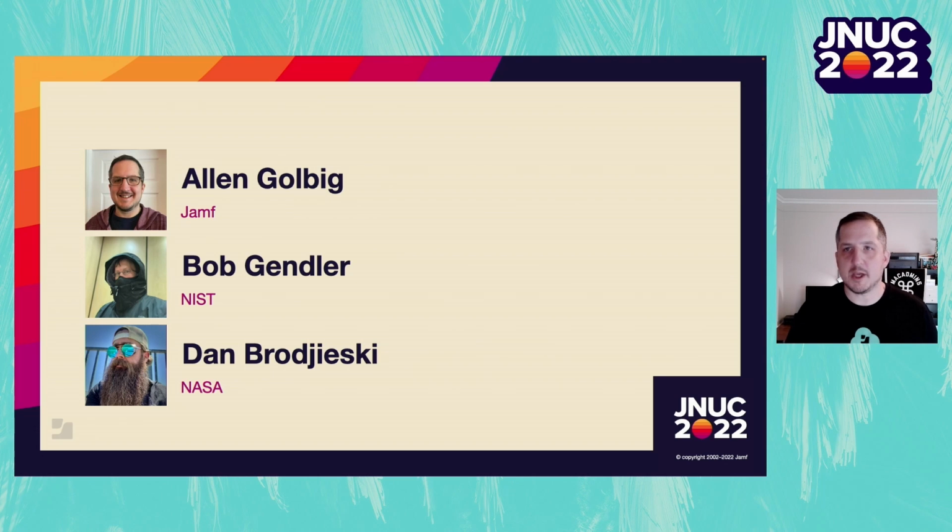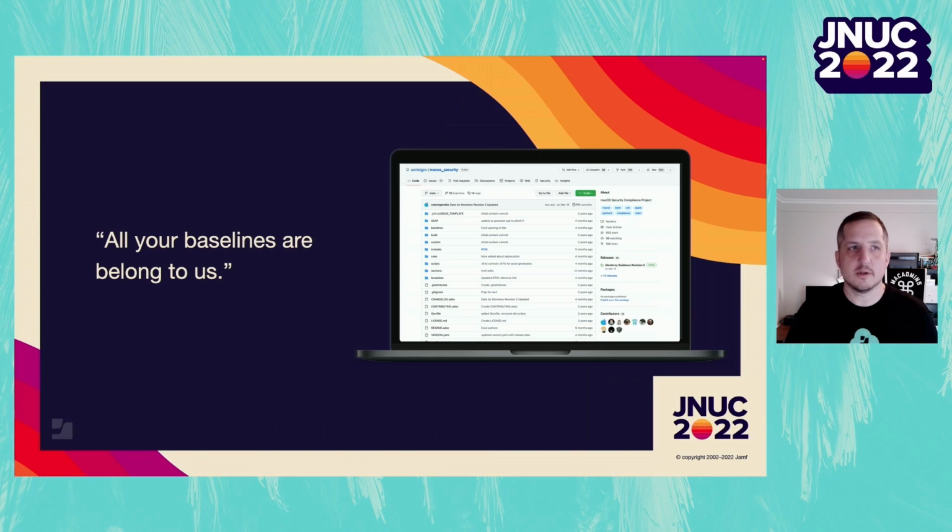Today, along with Bob Gendler from NIST and Dan Brojeski from NASA, we are going to talk about what's new with the macOS Security Compliance Project and how you can integrate it with Jamf Pro. For those of you who are unfamiliar with the project, it's an open source project hosted by NIST on GitHub. The goal of the project is to provide a programmatic approach to generating security configuration guidance for macOS. To speak more about that, I'm going to hand things off to Bob.